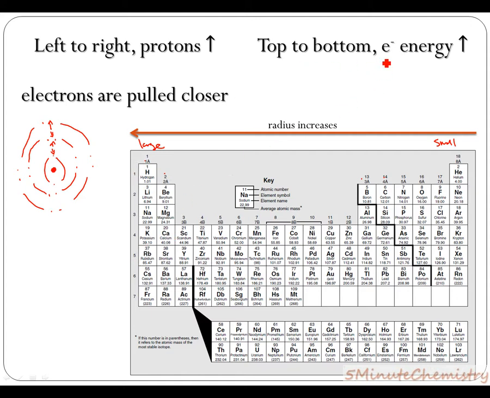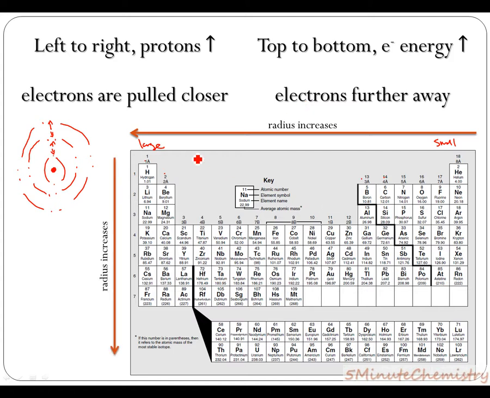So top to bottom, there's an increase in energy. The electrons will be further and further away as I go from top to bottom. So the increase goes from top to bottom in terms of increase of radius. Again, the small values will be on the top of the table, and the larger radius is going to be found here on the bottom. So if I were to combine the trends, draw a diagonal arrow, it's going to go from the top right to the bottom left. My radius increases.